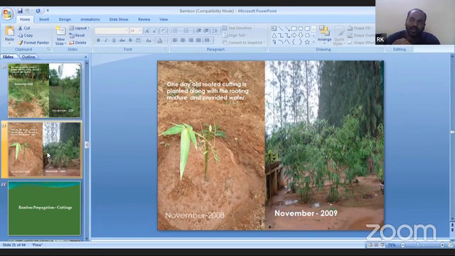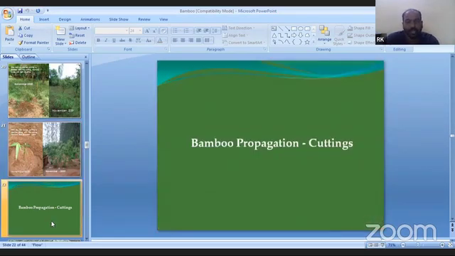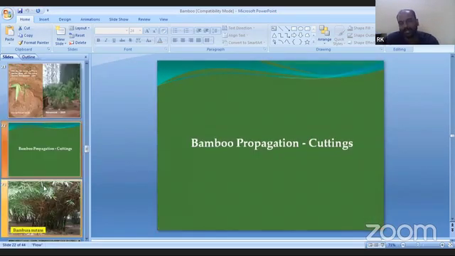The cutting length is no issue. Minimum 2 feet, 3 feet, 4 feet, no issue. But if you are providing facilities to immerse the cuttings in water for 24 hours, then you have to go for this technique. This technique is most easy and adaptable. Then bamboo propagation through cuttings.